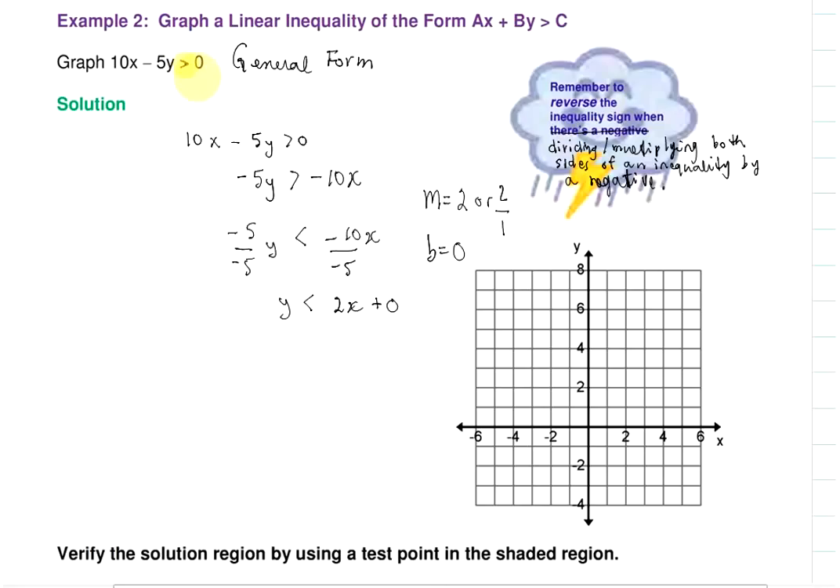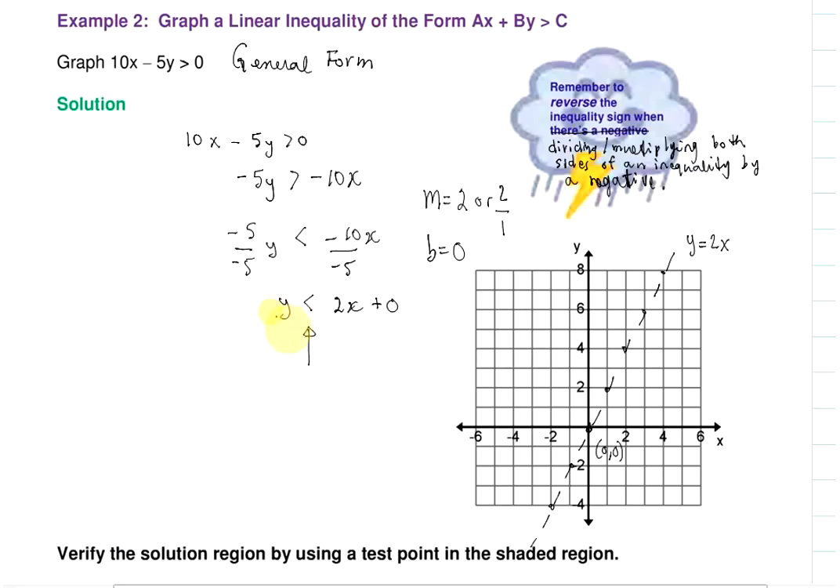Okay, so let's start with our y-intercept, which is at 0. We have a slope of 2 over 1, which means we're going to go up 2 and to the right 1, up 2 and to the right 1, and then down 2 and to the left 1, down 2 and to the left 1, and we graph with a dotted line. Now, remember when you label this line, we don't use the inequality, we use the equality, so y equals 2x.